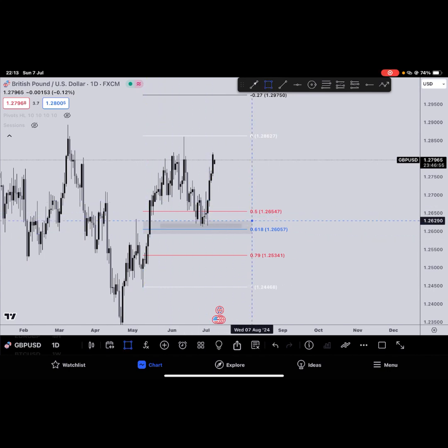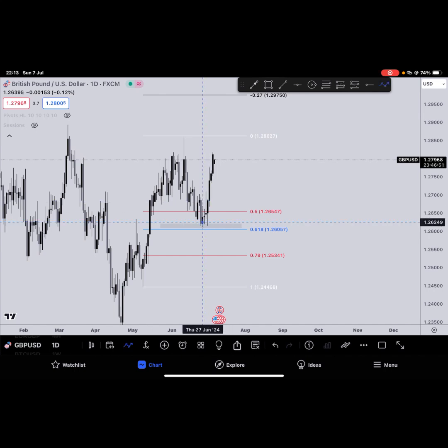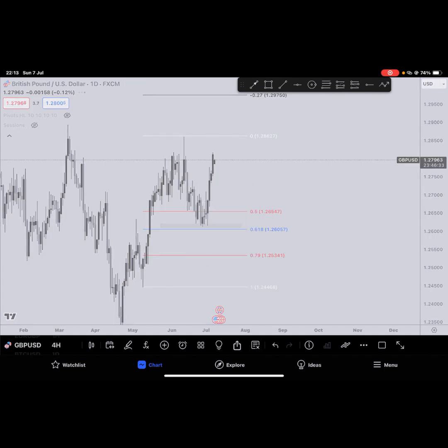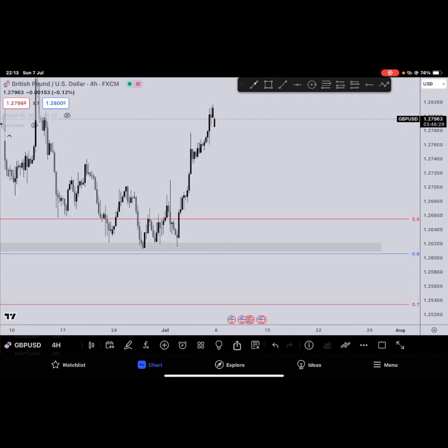So price rejected from our fib zone, almost tapped it exactly on 618, then bounced. So you all know that our entries usually come from 618 or 0.5, 50% of the fib retracement. So now price has tapped into it and is pushing back up, continuing the bullish market structure. That's what happened. That's why we saw these buys happening.